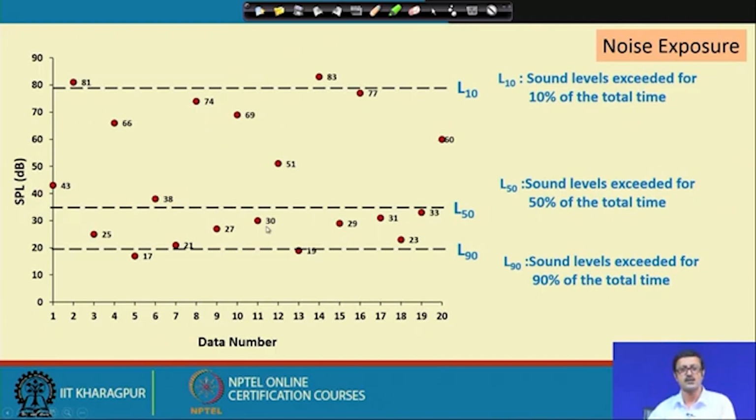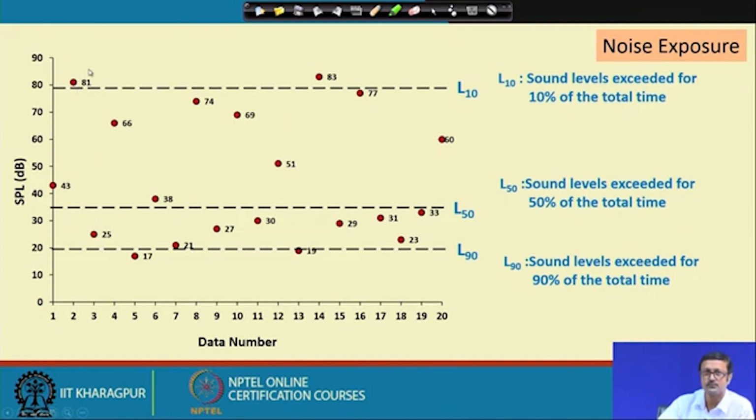So, 10% of the 20 data is 2, and the highest 2 are 81 and 83. So, the L10 is this line, because 10% of the time the sound level of that particular data is more than 81 decibel.